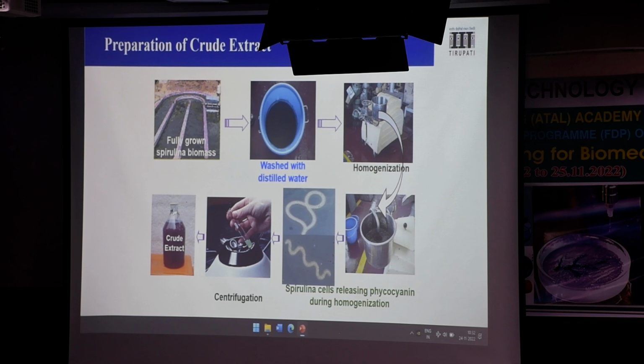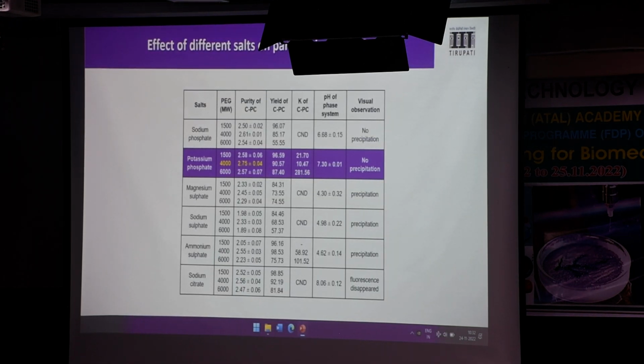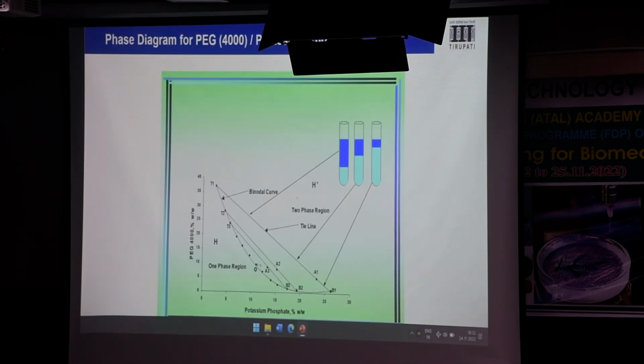So this is constructed, and it is harvested, washed with distilled water to remove the adhering nutrients, then homogenized using a high pressure homogenizer to break the cells, because my product is inside the cell. Unless I break the cell, I cannot get the product. Then under a microscope, you see the release of the product. This is the crude extract that has come. This crude extract I will subject to aqueous two-phase extraction, optimizing different compositions. Finally, this is where I will play around with the location of the tie line to get my volume ratio.